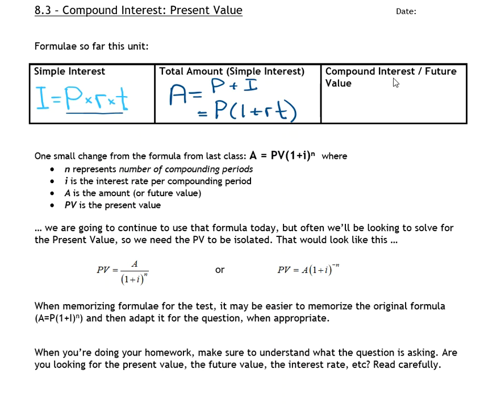And then the newest one is compound interest, when you're talking about the future value of your money or your investment. And that formula is A equals P, principal, bracket 1 plus, now this is a lowercase I, for the interest rate per compounding period, and then N. And down here at the bottom we have a reminder of what these are: N is the number of compounding periods, I is the interest rate per compounding period, and then A, and we have this new PV, present value.